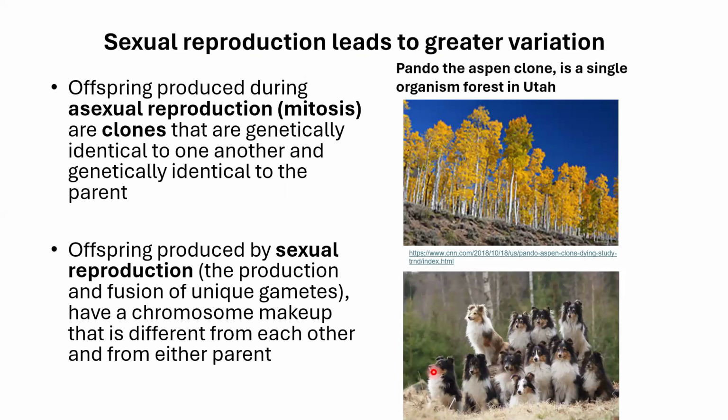And sexual reproduction overall just leads to greater variation compared to asexual reproduction like mitosis. Those offspring are like clones. But with sexual reproduction, they're genetically different from each other and from their parents, like these cute little doggies over here.